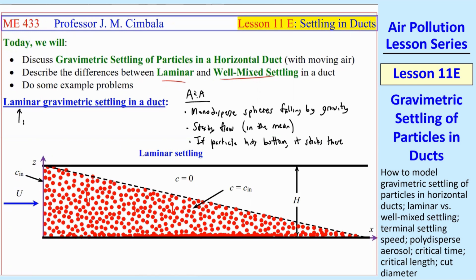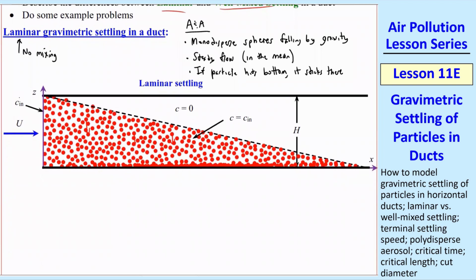Consider the laminar case first, where there's no mixing at all. This is an extreme case. The well-mixed will be the other extreme. We have some mass concentration coming in of these particles, and we also have some average speed. We're not going to worry about boundary layers and stuff like that. Just pretend this velocity is steady. Sometimes we'll use C naught instead of C in.